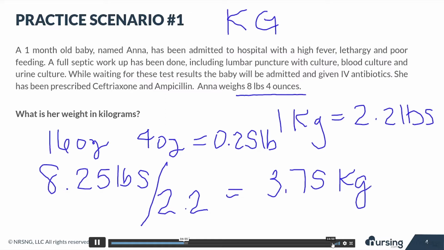So an easy thing to remember is that kilograms is always going to be less than pounds. So you're always going to need to be dividing the pounds by 2.2 to get the number of kilograms that a patient is.